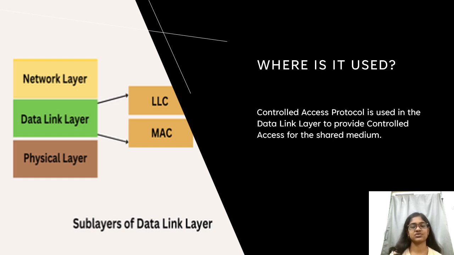So where is it used? Controlled access protocol methods like polling are used in the data link layer of the network. We know that the physical layer is used to transfer data physically, like a physical connection is set up and the physical addressing is done. But what about the orderly and smooth delivery of data? The data link layer comes into the picture, and in that we have controlled access protocol techniques like polling, which take care of data collisions, etc.